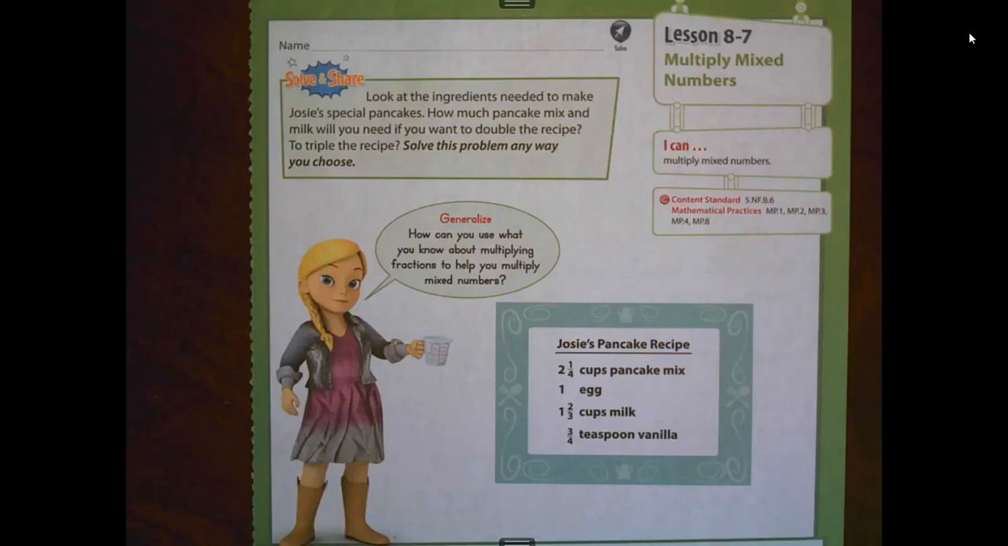We are on lesson 8-7 today. We're multiplying mixed numbers. Our essential question is, how can you find the product of mixed numbers? We're going to be looking at two different strategies today. So if you would, open your Volume 2 textbook to page 494. I will wait on you while you grab your materials.